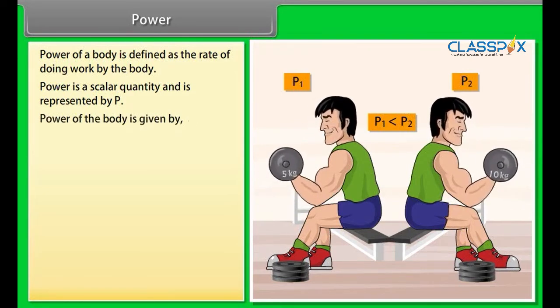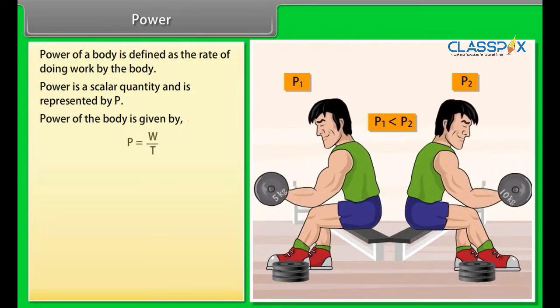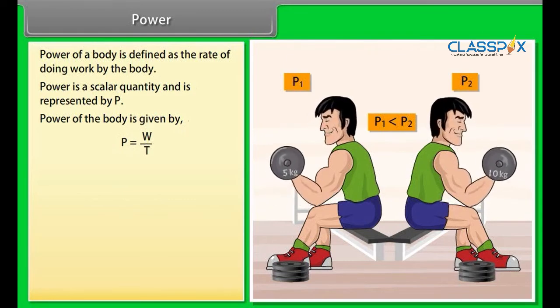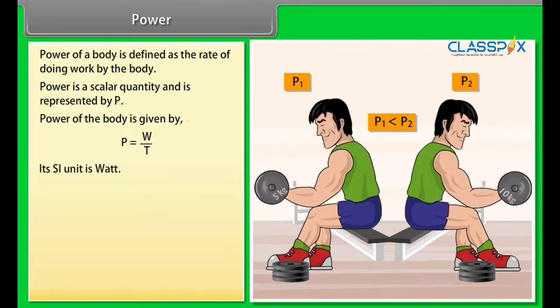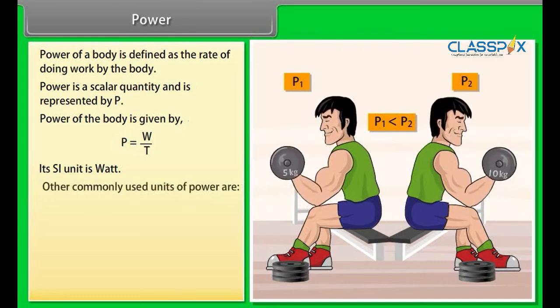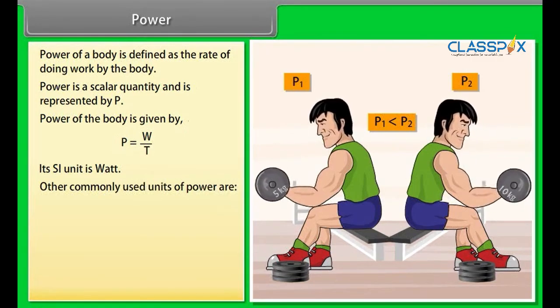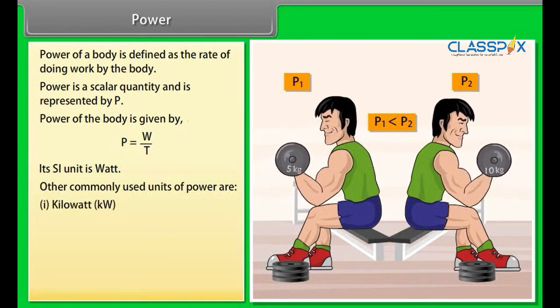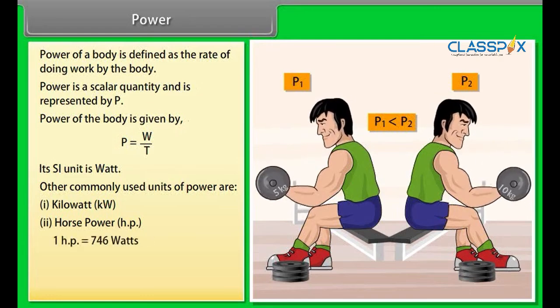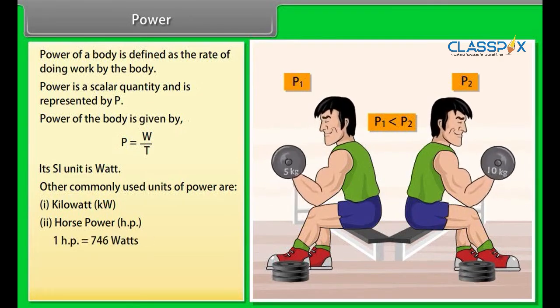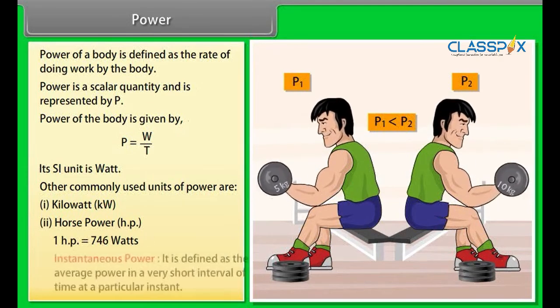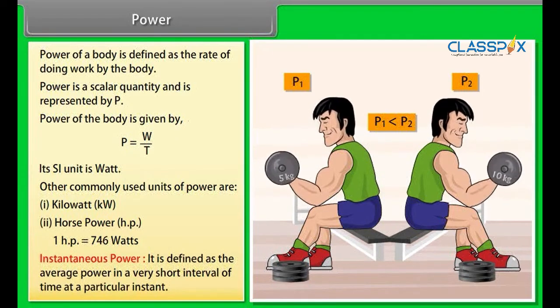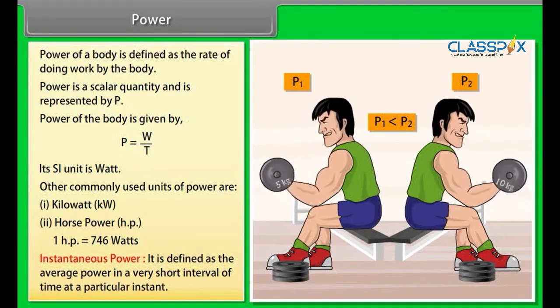Power of a body is given by P equals W upon T. Its SI unit is watt. Other commonly used units of power are kilowatt and horsepower. 1 horsepower is equal to 746 watts. Instantaneous power is defined as the average power in a very short interval of time at a particular instant.